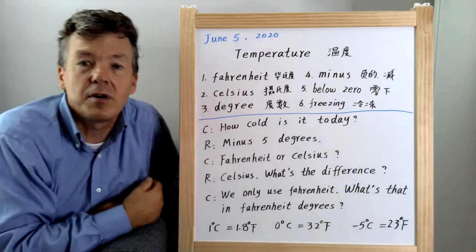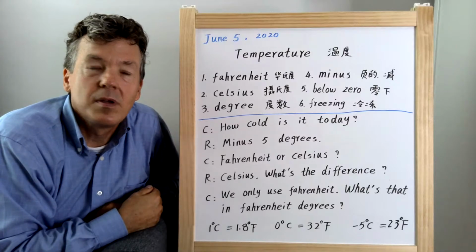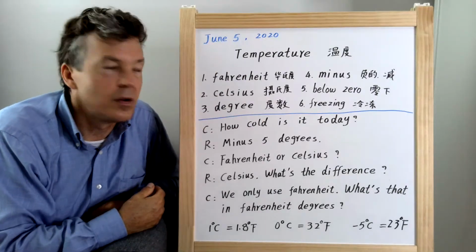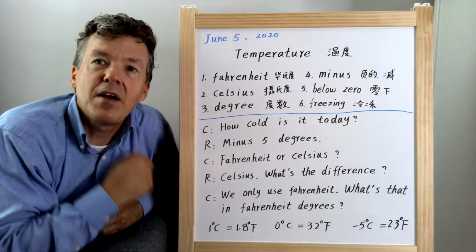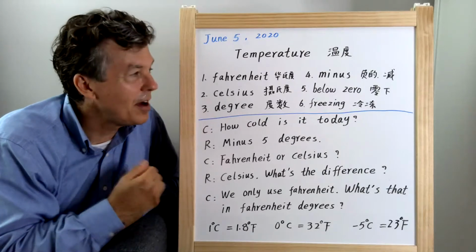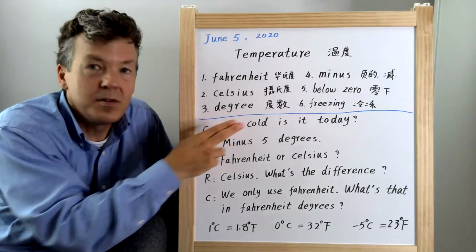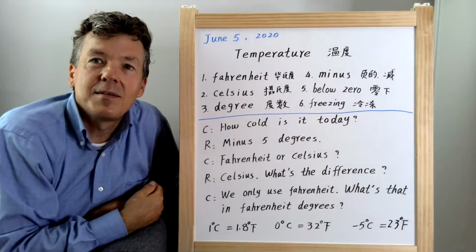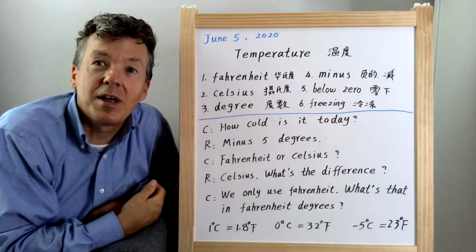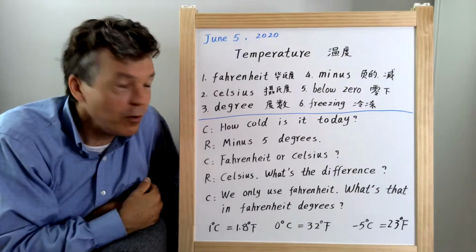Temperature. Fahrenheit. You've got to say that N. Fahrenheit. Celsius. Good. Degree. Minus. Below 0. Good. You said below, like the American style. Below 0. Freezing. How cold is it today?